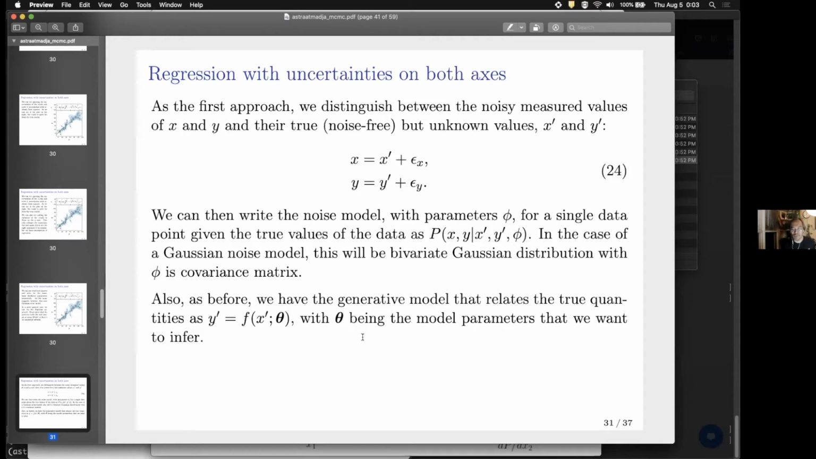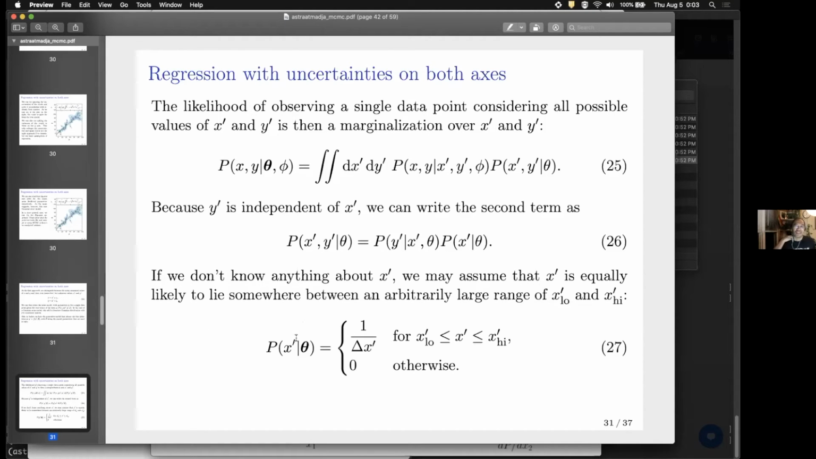Also, we have to assume the model. We can assume that the model is deterministic, so the true value of y is solely determined by the true value of x and the model parameters that we want to infer. Then we can write the likelihood to observe the data given the parameters and the noise model parameters as a marginalization over x and y. And we can write it like this.